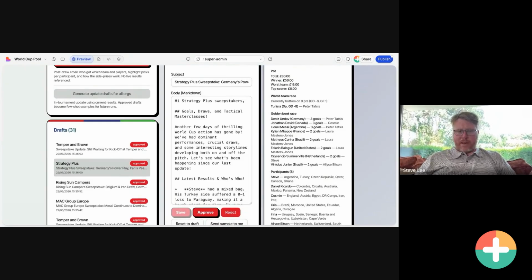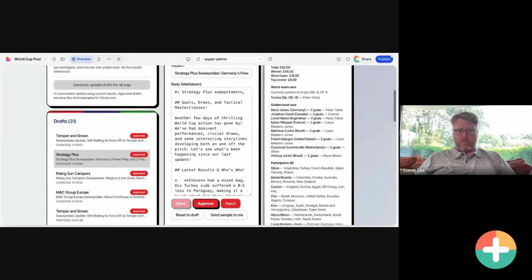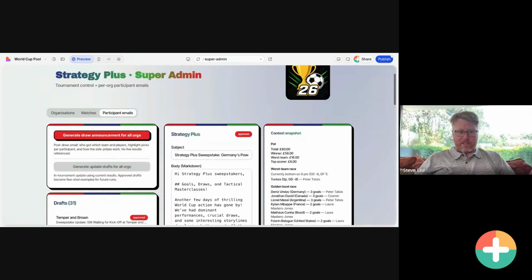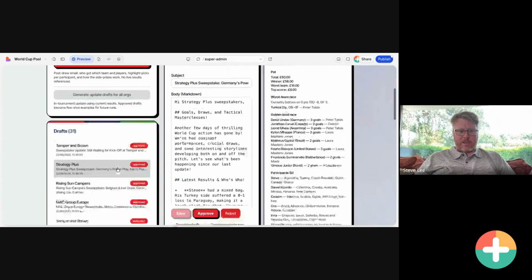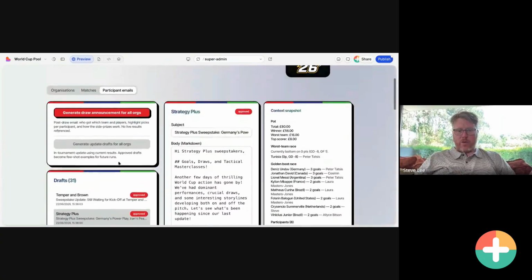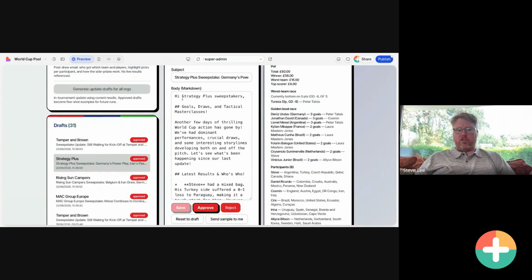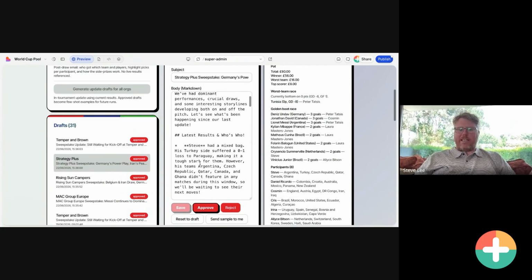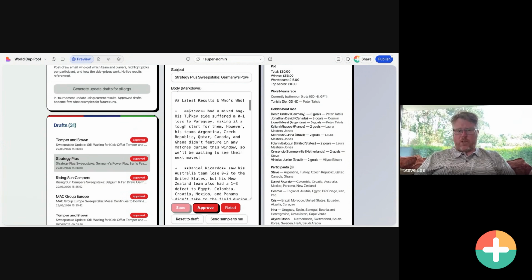I would generate the emails, so when I say generate the emails, I would press a button saying generate emails. I can generate a draw announcement, or I can generate a new email. The email would be like, hi, Strategy Plus sweepstakers, and then it's got information. So it feeds a prompt into the AI with all of the people and who their selections are, and it takes the last results that have been input into the tool, and it says things like this.